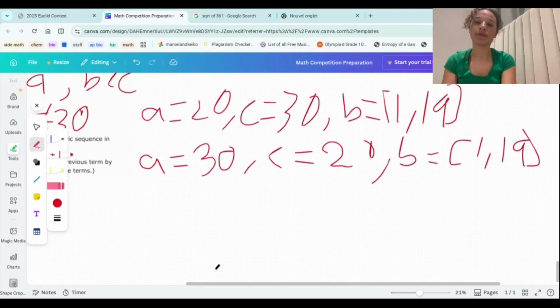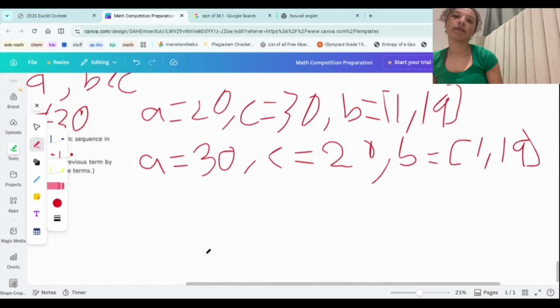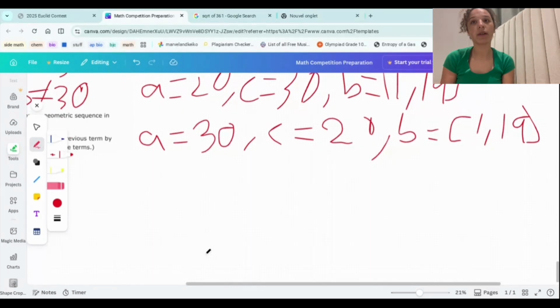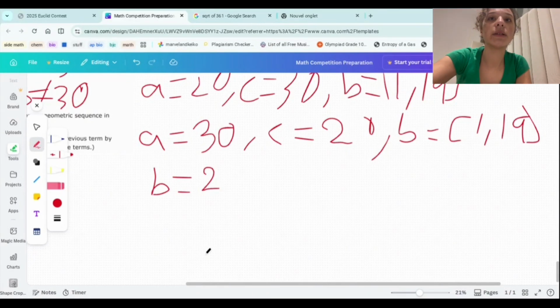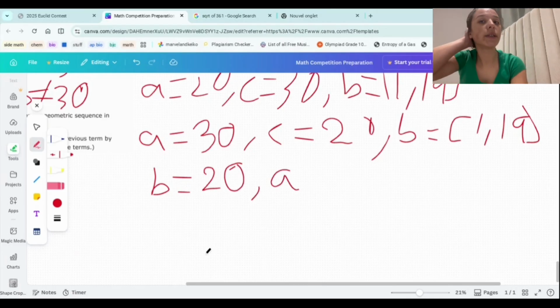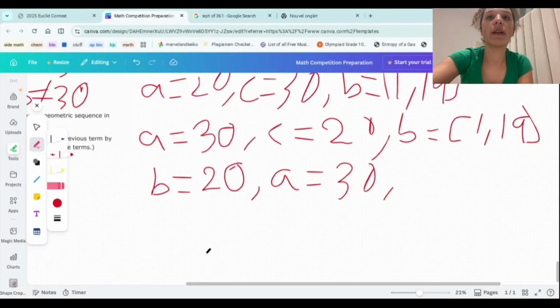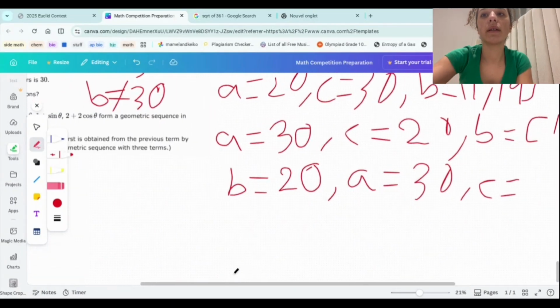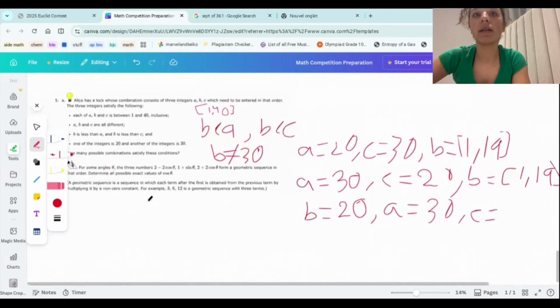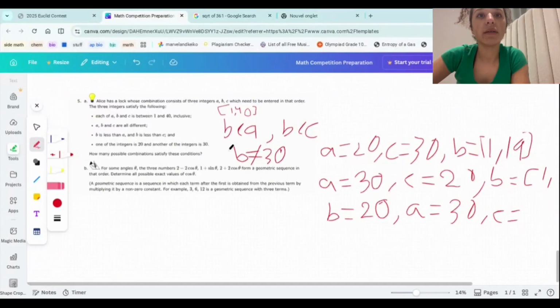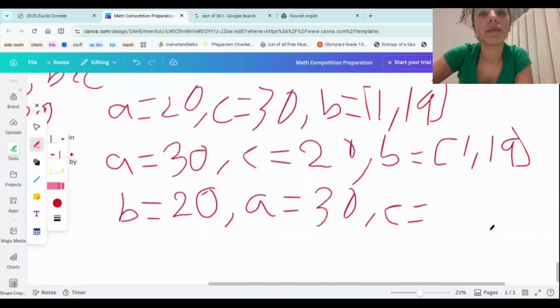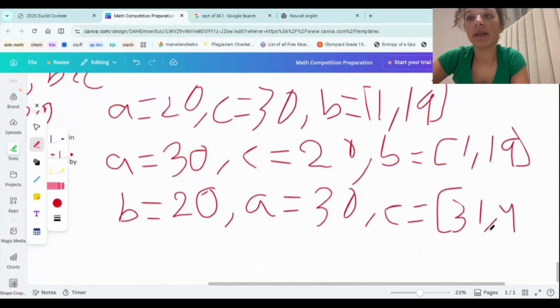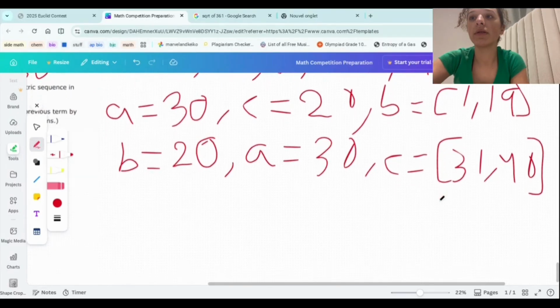Or a or c could be bigger than 30, right? Because it's 1 to 40. So if 30 is not the maximum, then b could be equal to 20, right? So b equals 20, a equals 30, and c is, they didn't specify, no, they're all different, okay, so they can't be equal to one another, and so c is anywhere from 31 to 40.